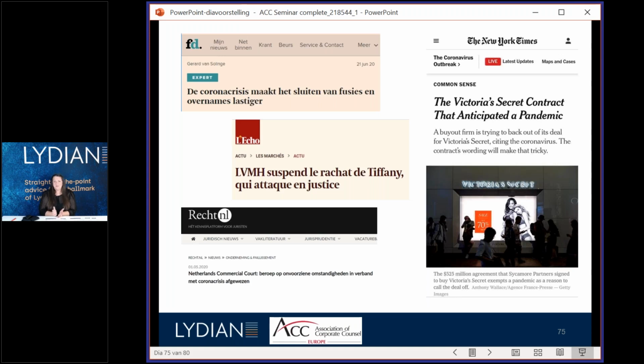So we will never know what the court in Delaware would have decided on this. But that's in practice what we often see: with a MAC clause, the buyer will not necessarily be successful in invoking it and terminating the contract, but it often gives you leverage to renegotiate the terms or settle. So that's what happened here, and that's what often happens in practice.